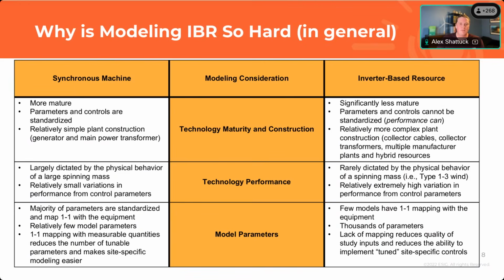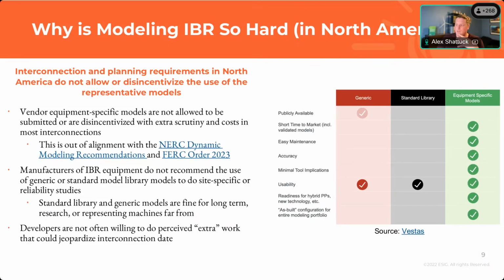But just to be very specific, North America has an interesting problem, and we're about the only ones to have this problem at the moment. When we talk about modeling, we talked about synchronous and IBR modeling, but now we're moving on to just IBR modeling here. In the world of IBR modeling, there are three major categories, really two major categories. I'll lump them together. There's the generic and standard library models. Those are the ones that are publicly available.